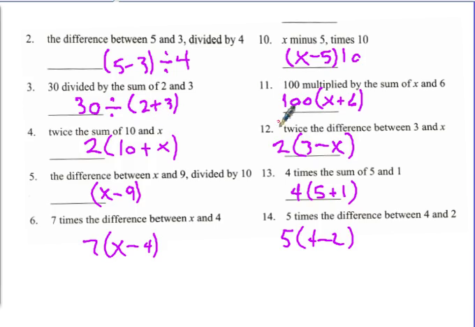And again, when you use parentheses, that means you're doing that first. So 10 multiplied by the sum of x and 6 without the parentheses, this would be 10 times x plus 6, which isn't the same as 10 multiplied by the sum of x and 6. So the parentheses are saying to do this first, to do the x plus 6 to find the sum, then multiply by 10.